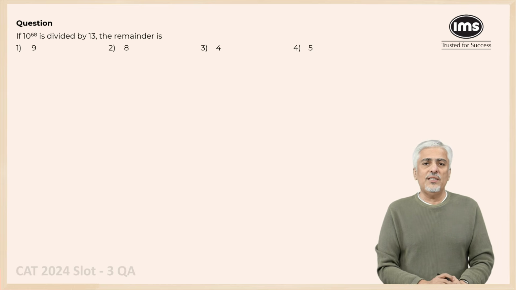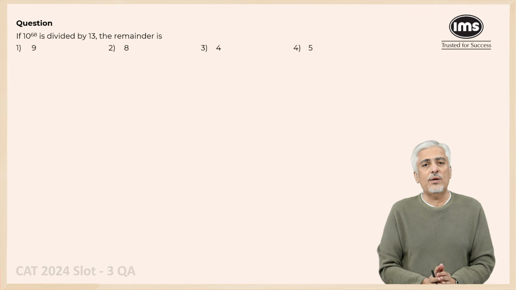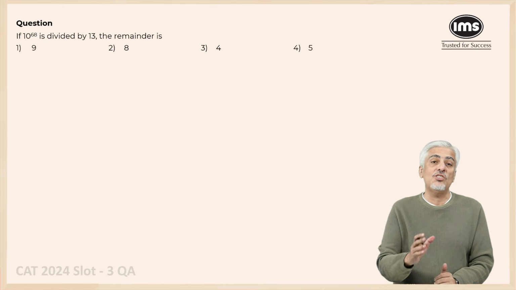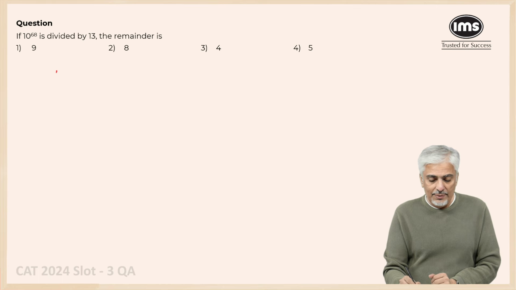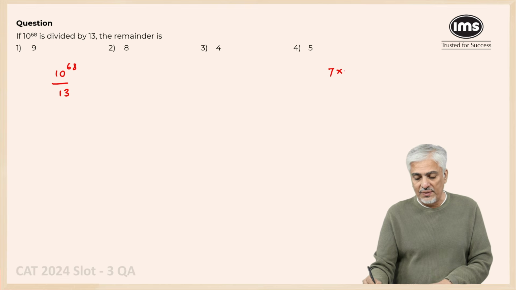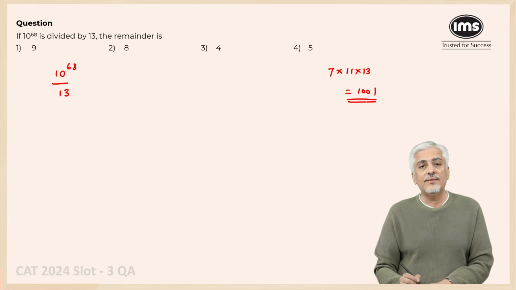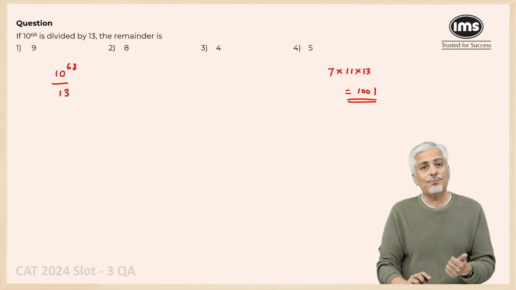Looking at the next question, we realize that there's one more remainder question in slot 3 also, slot 1, slot 2 and slot 3. All three had one remainder question, which were pretty straightforward. Now, this one, 10 raised to 68 divided by 13. Now, if you remember a particular calculation which you have used many times, what is 7 into 11 into 13? Is 1001. Now, we know 7 into 11 into 13 is 1001. What does that tell you?